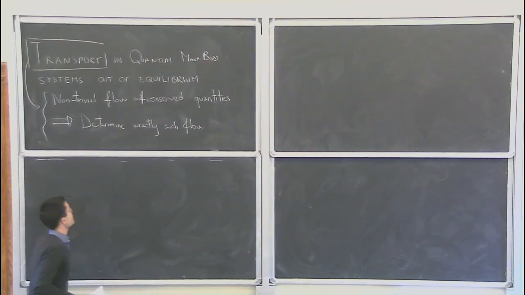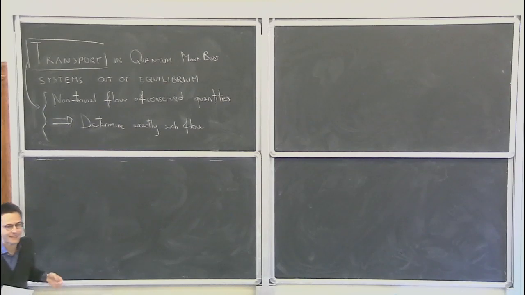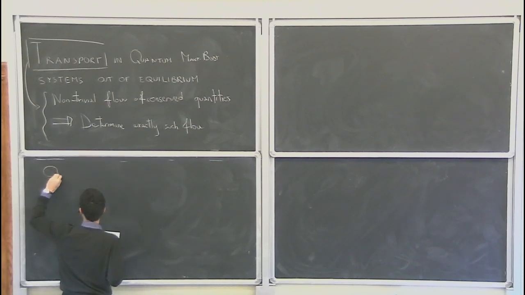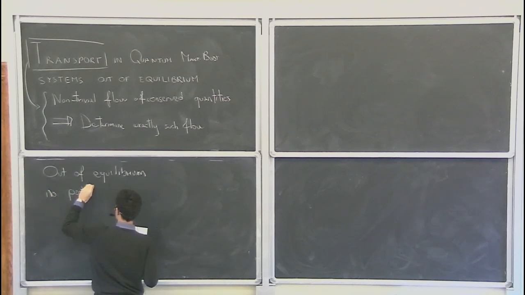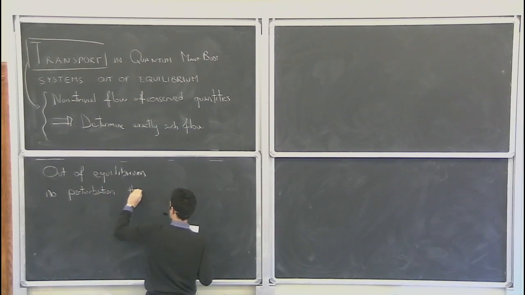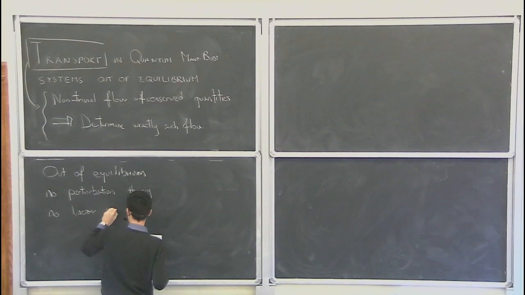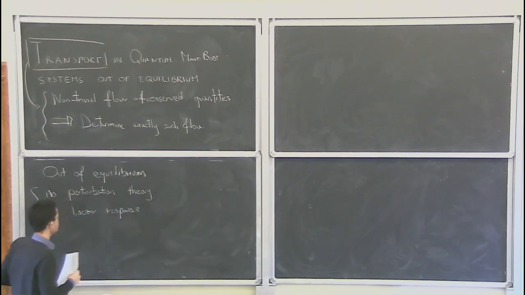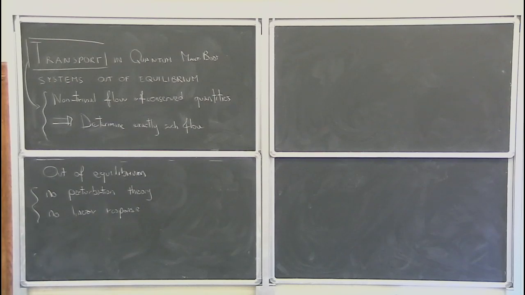The second important word in the title is out of equilibrium. By out of equilibrium, we mean situations where we are actually far from any equilibrium situation. In particular, this means that we can't use perturbation theory, time-dependent perturbation theory, or linear response. But nevertheless, our goal is to study a situation where we can actually find some exact results.